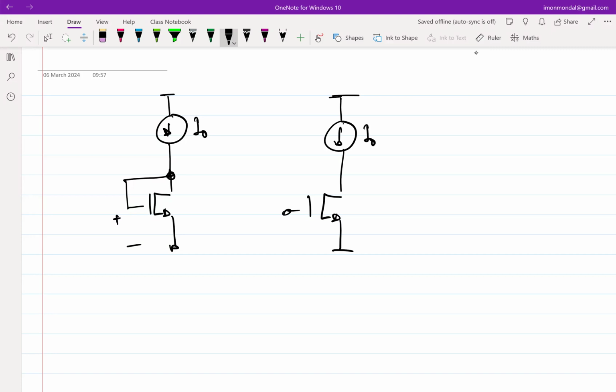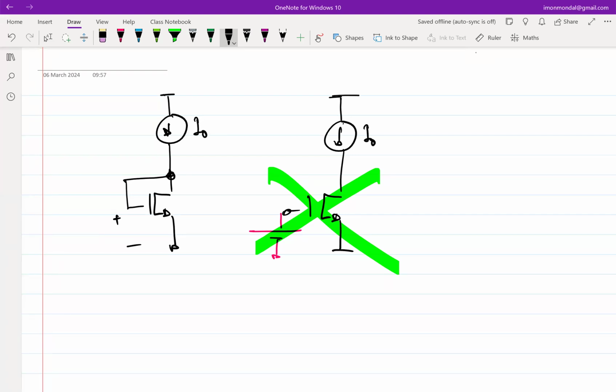Also, one might say, what if I connect it like this? Yes, this will work only under certain conditions, where the VGS is exactly that value that is required to sink the current I0. The moment the threshold voltage changes, that equality will not hold and the transistor will go out of saturation. So this is an example of bad biasing. If you find something like this, you know that something is wrong.